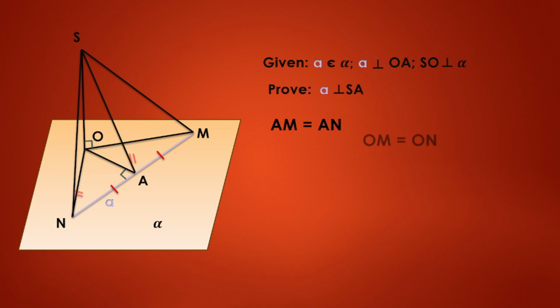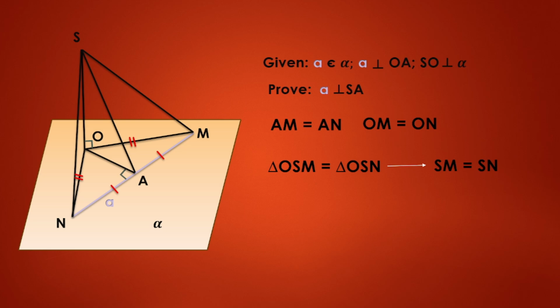In triangle MON, OA is both an altitude and a median. This triangle is isosceles. OM equals ON. Right-angled triangles SOM and SNO are equal in two legs. From the equality of the triangles, it follows that SM equals SN, and SA is the median of the isosceles triangle MSN. Therefore, SA is also the altitude of this triangle, that is, SA is perpendicular to MN. We have proved this theorem.